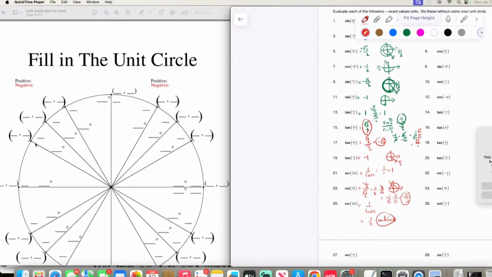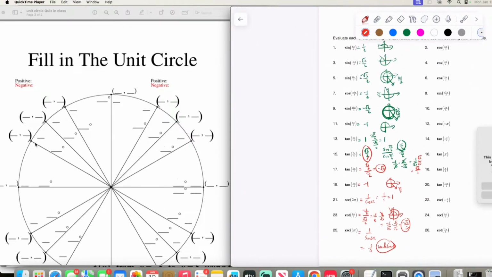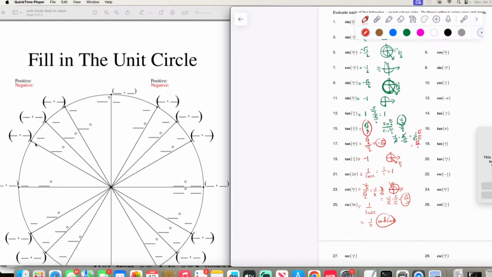How many of you guys got everything right so far? How many of you guys missed a couple? Okay, what did you miss? I missed 23 and 17. Okay, that's good. So undefined. No, not undefined. Square root 3 over 3. So you got square root 3? Negative square root 3. Oh, negative square root 3. Okay, so you gotta be careful. It's a cosine over sine.